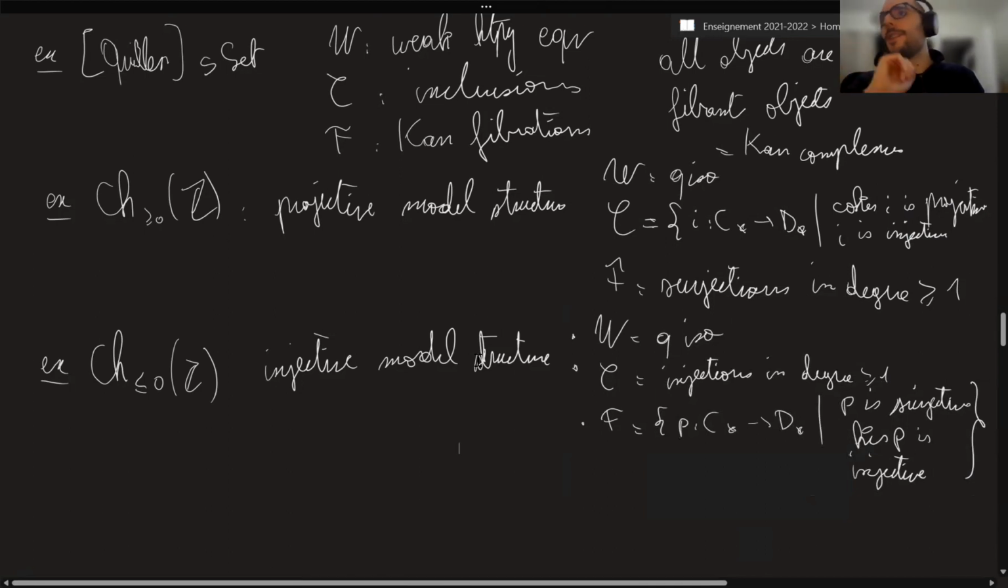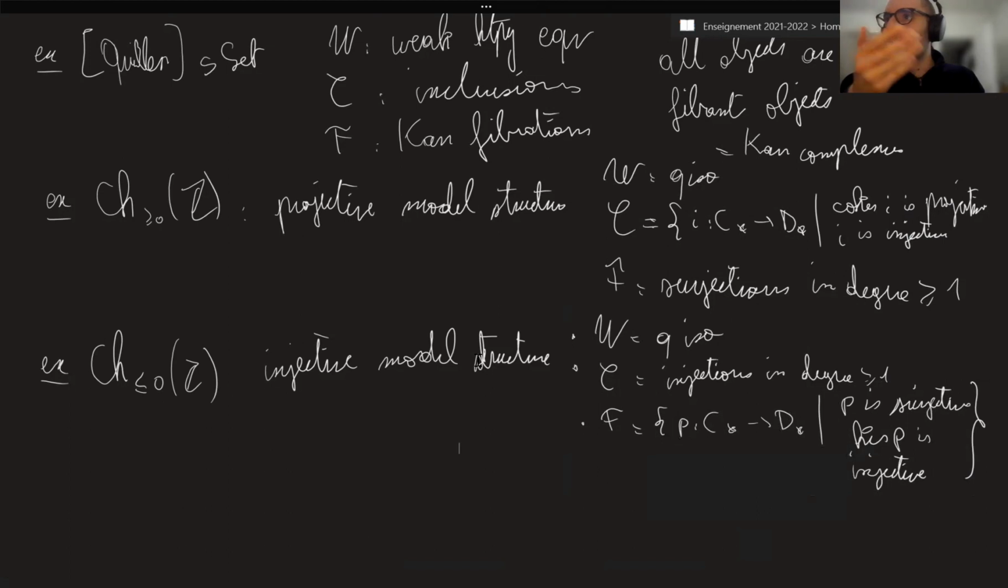In particular, if you are working over a field, here I took Z, but you can take a field. So you have vector spaces. Everyone is injective and projective. So you get injections and surjection in positive degree, or injections in positive degree and surjections.